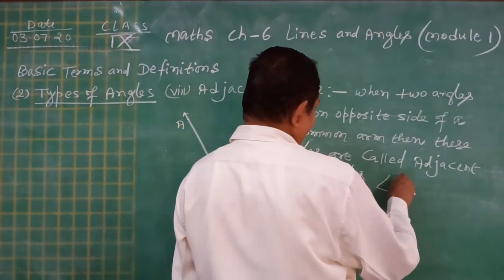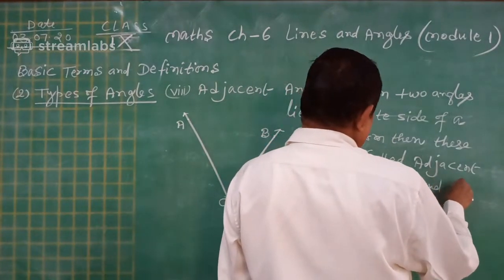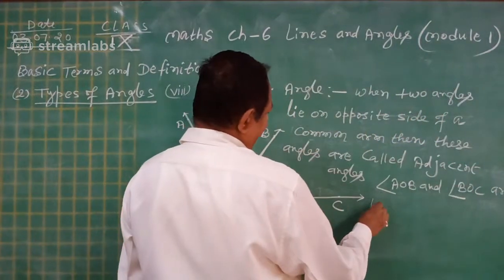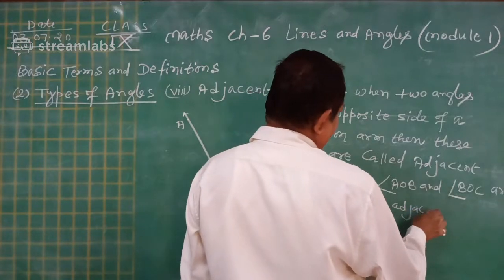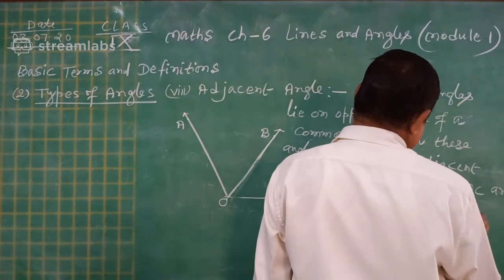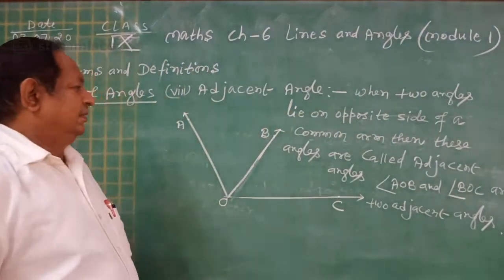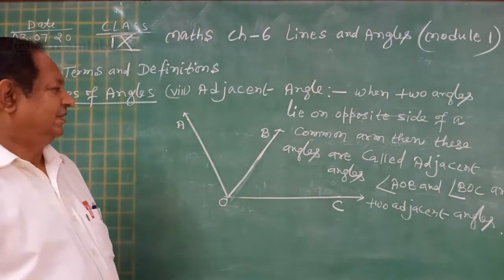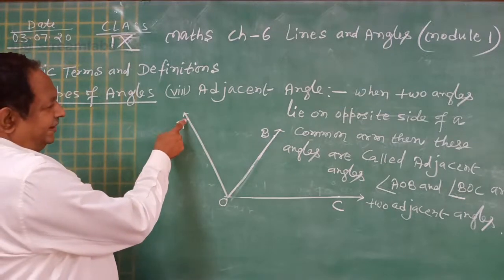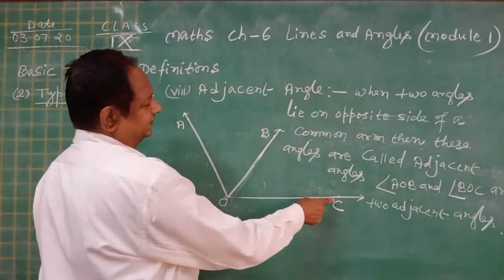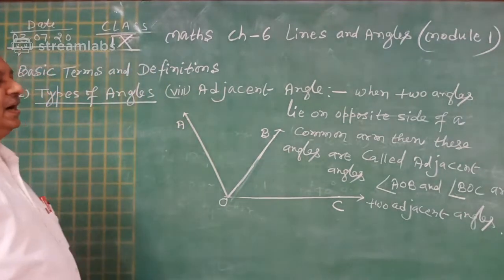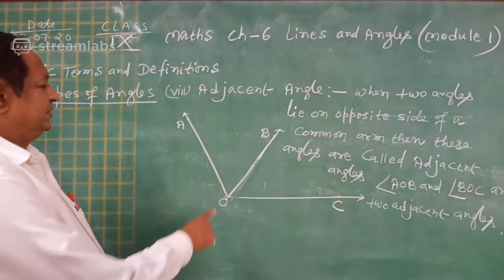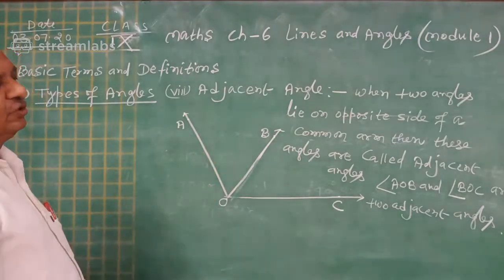Angle AOB and angle BOC are 2 adjacent angles. Means 2 angles do not overlap each other. So you tell me, are angle AOC and BOC adjacent angles? No. Since both angles do not lie on opposite sides of this common arm, both angles are overlapping each other.